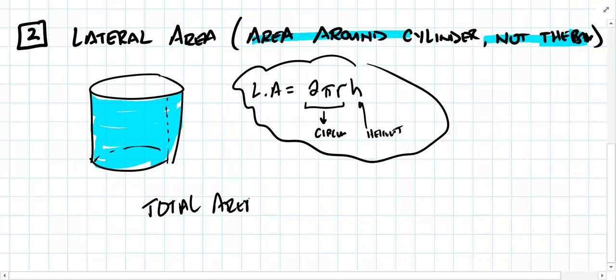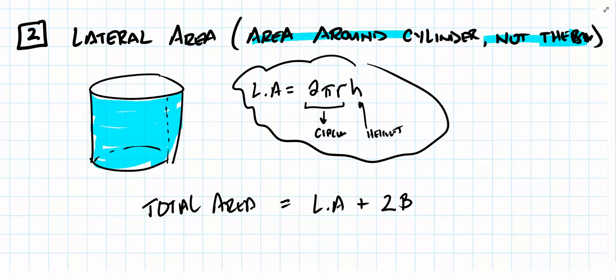Very good. It's going to be the lateral area plus the area of the base. But how many bases do I have? I have 2 bases, right? I have a top and I have a bottom. And each base is what figure, what shape? Circle. It's a circle, okay?